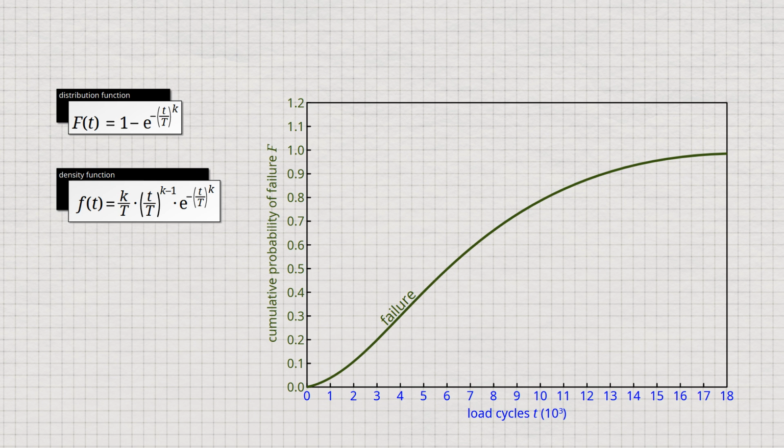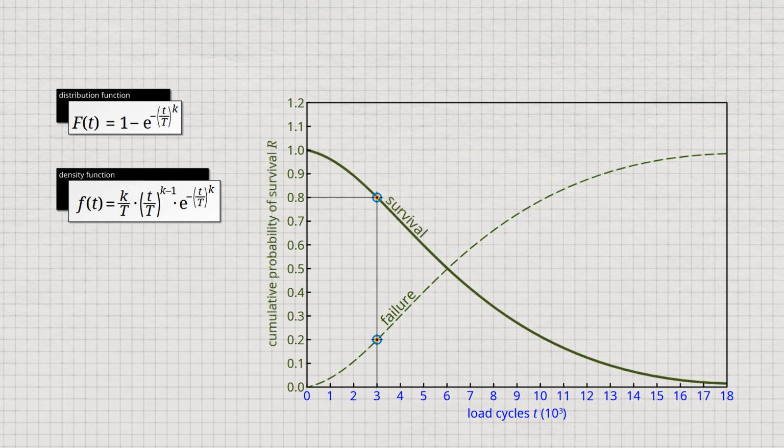Instead of stating the probability of failure of components, it is also common in practice to state the probability that components will survive a given time without damage. This is then referred to as reliability or survival probability. For example, in a fatigue test, if the probability of a specimen failing within the first 3,000 load cycles is 20%, this means that the probability of the specimen not failing within the first 3,000 cycles is 80%.